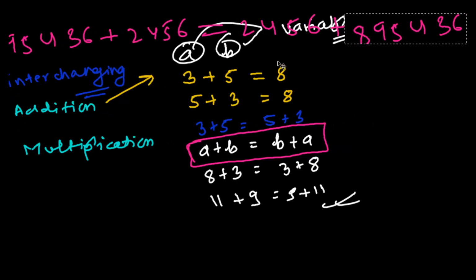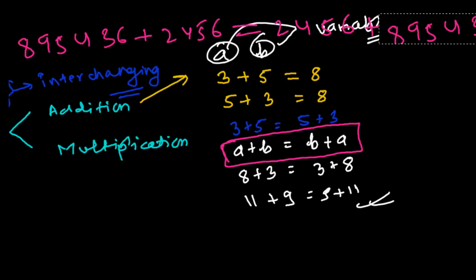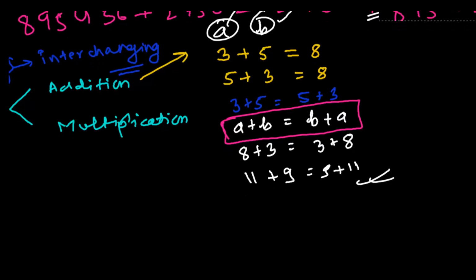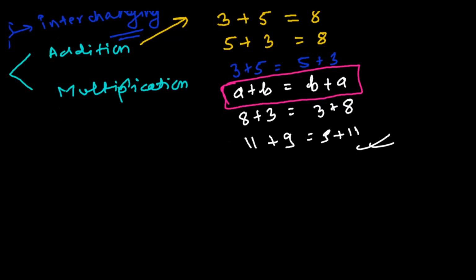All right, so I'm just saying that you can interchange the numbers, you can interchange the variables, and when you write any arithmetic rules in the form of variables, that simplifies things. Now you might not be understanding this, but later you will see how these things are going to make it very easy to solve the big problems. Now let's talk about the multiplication.